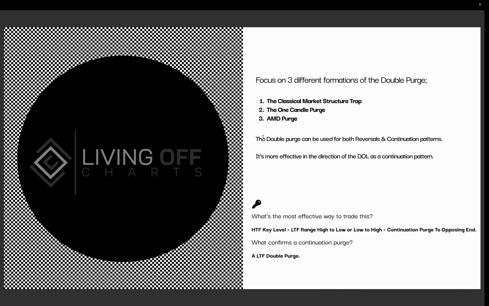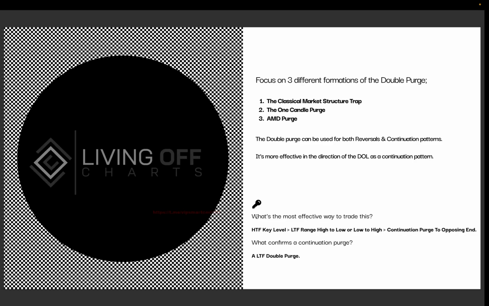For today, we're going to focus on three different formations of the double purge. There's more. I'm not willing to share them yet, but we'll focus on these three that I'm willing to share: the classical market structure trap, the one candle purge, and the AMD purge. The double purge can be used for both reversal and continuation patterns. And personally, you want to trade it as a continuation pattern in the direction of a higher time frame drawn liquidity and order flow, in the higher time frame order flow.